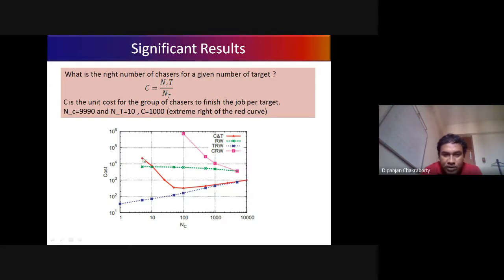And also if you look at the cost per target as a function of chasers, here you could see a minimum. This minimum number of chasers is basically what is required, and it is efficient to capture all the targets.